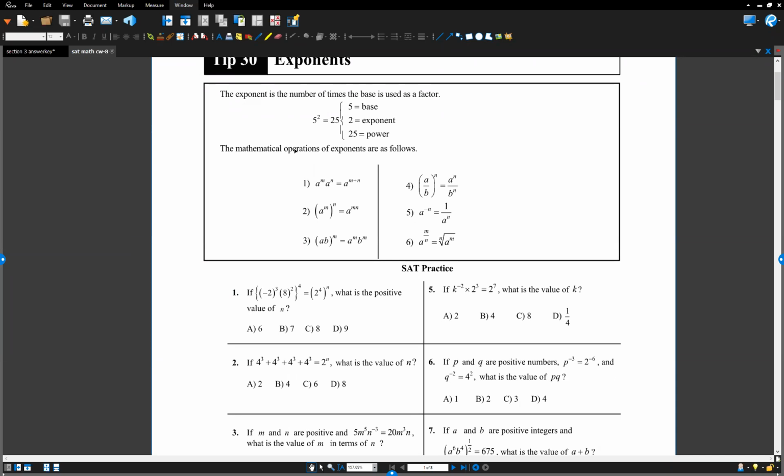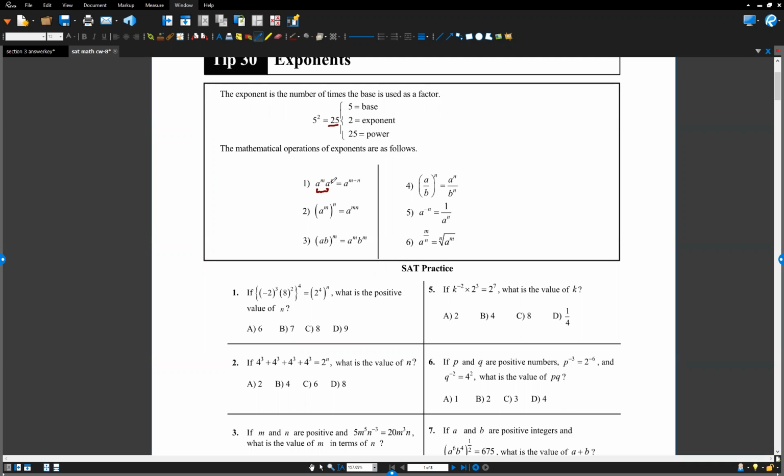5 squared: 5 is the base, 2 is the exponent. When you expand this, you get 25. There's the operation there. With the same base number and exponents m and n, when you multiply, the exponents are added: a to the m plus n. Number 2, a to the m to the n: an exponent of an exponent is multiplication. Remember, a to the m times n.